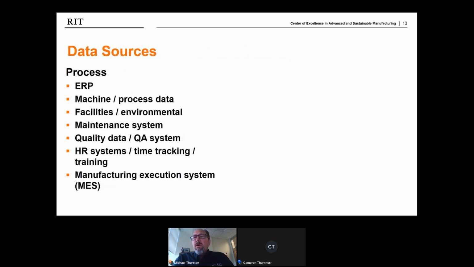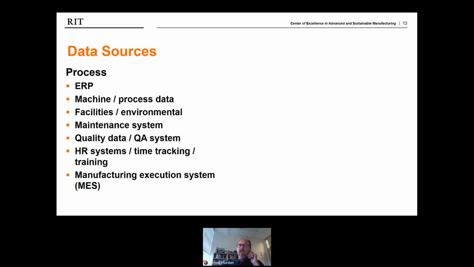So next we'll talk about what kinds of data are useful for answering the type of questions that we just talked about. At the process level, ERP systems have a wealth of data about the manufacturing operation. Machines are increasingly connected, providing process data. Facility systems such as HVAC can provide data. Maintenance and quality records can be used. HR time tracking and training records.